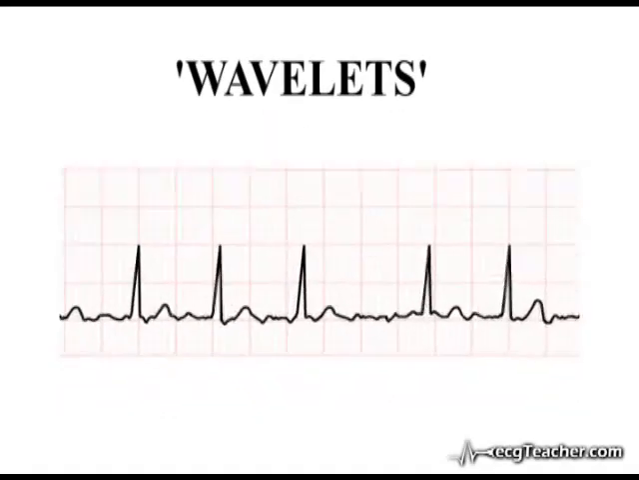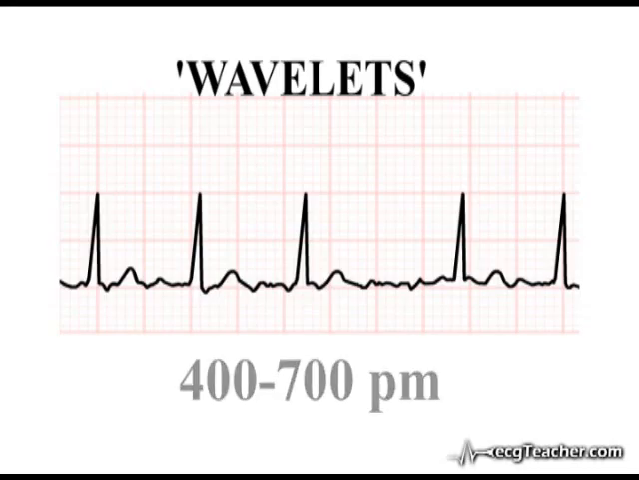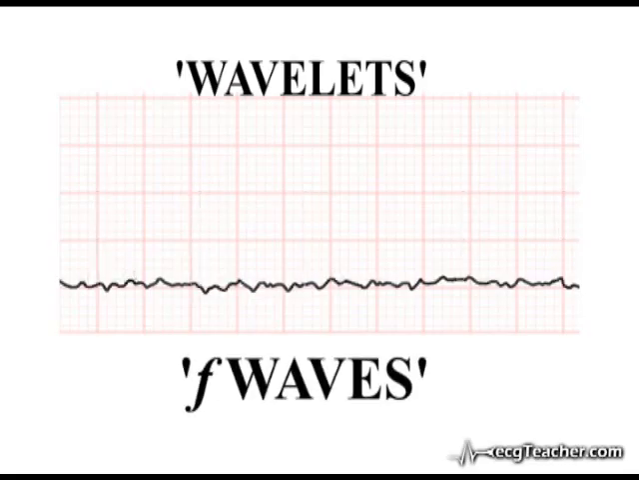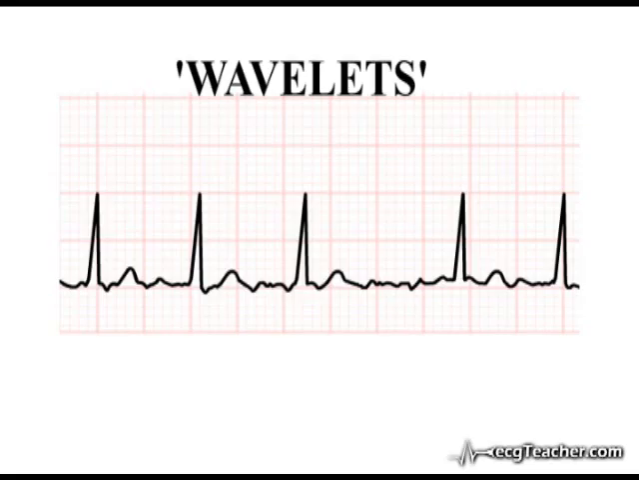Atrial wavelets produce deflections of variable morphology, and these deflections, occurring at a rate between 400 and 700 per minute, are termed F waves. If we remove the QRS complexes and T waves, we can see that F wave activity results in a continuous, chaotic disturbance of the isoelectric line. As P waves are generated by the coordinated spread of depolarization over the atria in a defined period of time from a discrete depolarizing focus, in the presence of atrial fibrillation, P waves are absent.